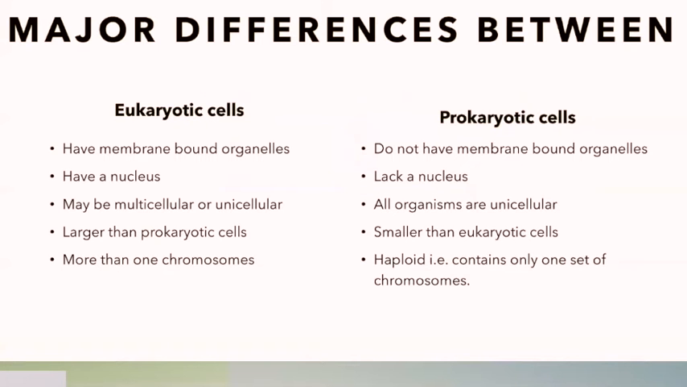Major differences between eukaryotic cell and prokaryotic cell. Eukaryotic cells have membrane-bound organelles, while prokaryotes do not have membrane-bound organelles. Eukaryotic cells have a nucleus, while prokaryotic cells lack one. Eukaryotic cells may be multicellular or unicellular, but prokaryotic cells are all unicellular organisms. Eukaryotic cells are larger than prokaryotic cells, and eukaryotic cells have more than one chromosome, but prokaryotic cells are haploid, that is, they contain only one set of chromosomes.